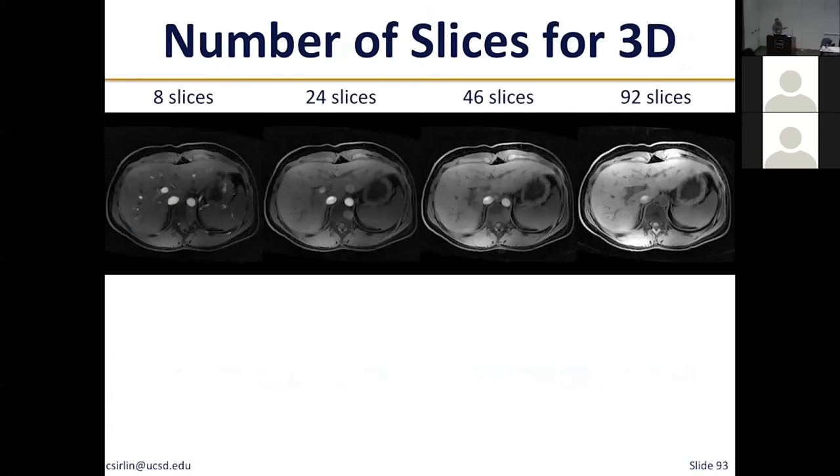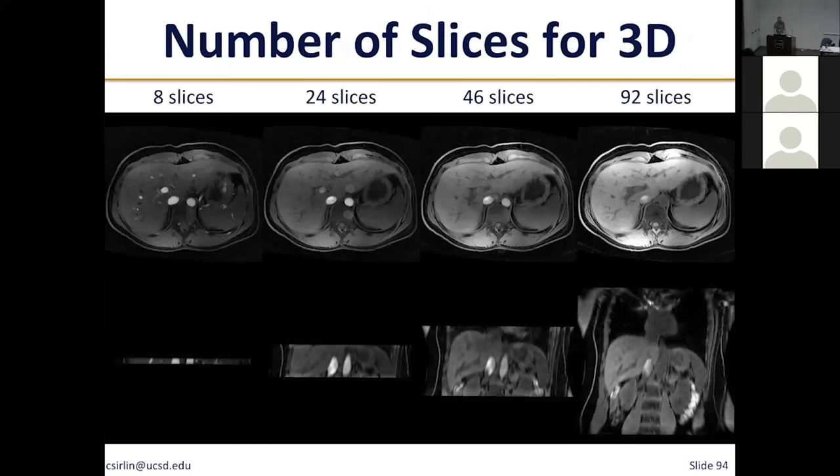And what I'm going to do to prove that to you is I'm going to take these slices and now create a coronal reformation of the 8 slices, 24, 46, and 92. And it looks like this. So these 8 slices were generated from this much tissue volume. These 24 slices were generated from this much tissue volume, and these 92 slices were generated from this much tissue volume. So there's a lot more volume being imaged here than here, and as a result, each slice here has more signal because it's the total volume of signal that contributes to the signal-to-noise ratio.